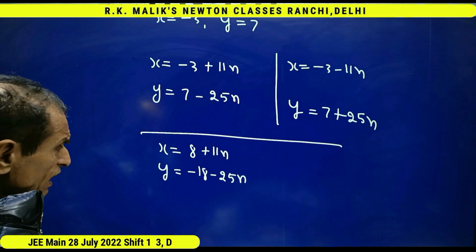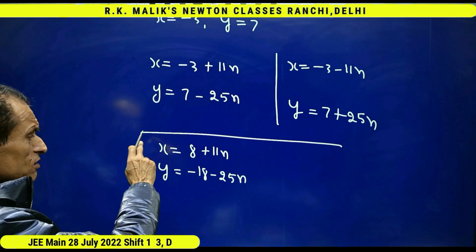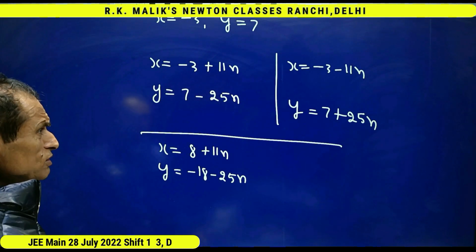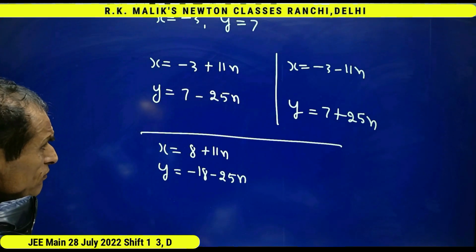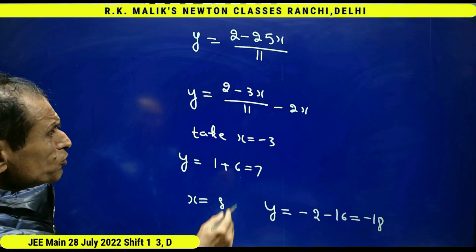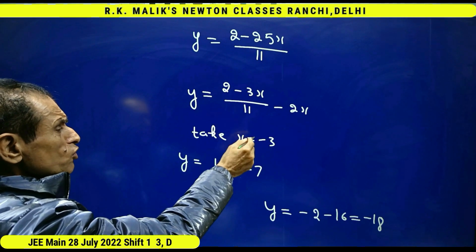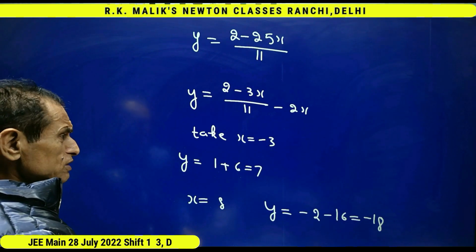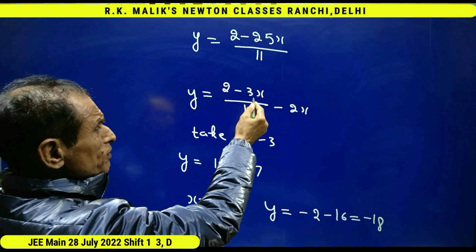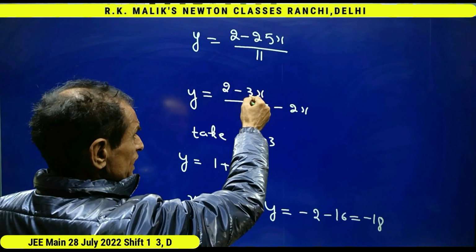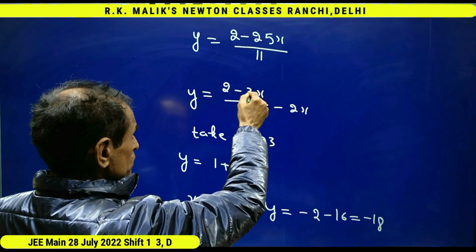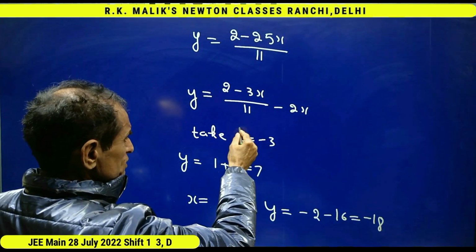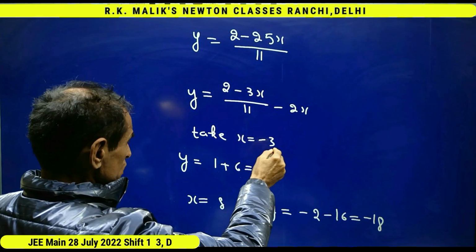And because n is any integer, this set of solutions and this set of solutions are not different. Next, suppose in the middle of the procedure you are not able to think this through, then proceed further and go on making the coefficient of x as small as possible. See how I'll proceed further if you are not able to think this.